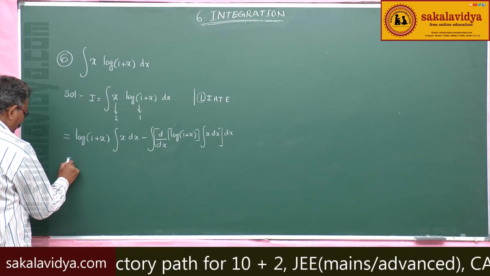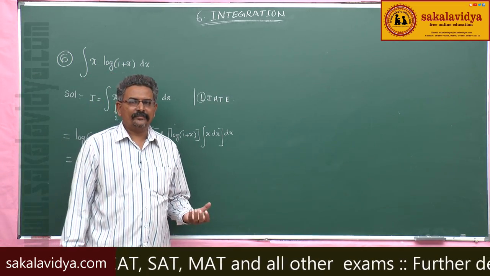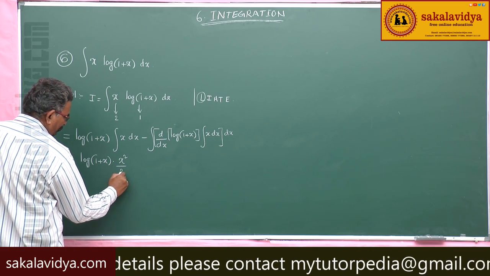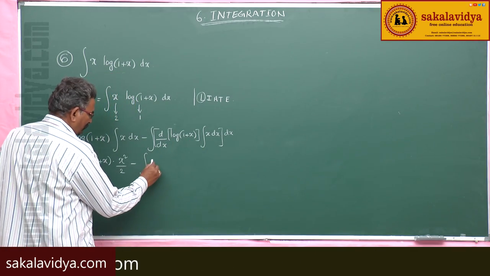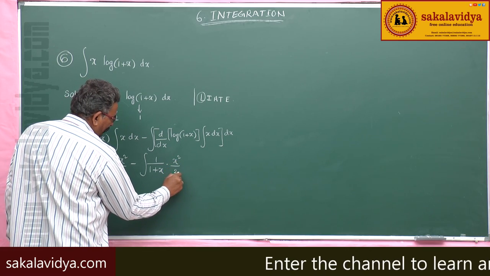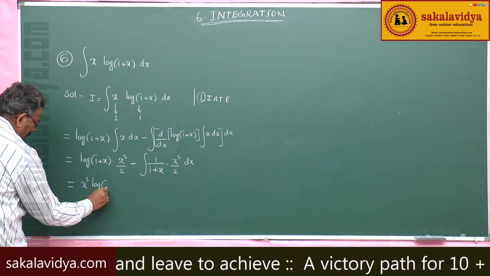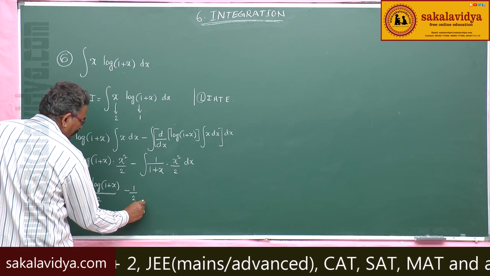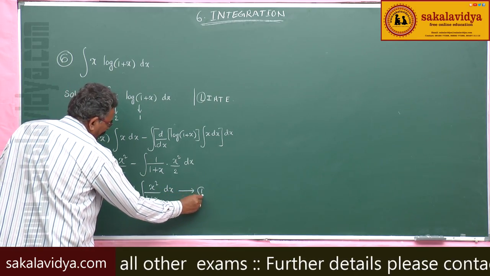Now, log of 1 plus x into what is the integral of x dx? The integral of x dx is x square by 2. So, this is x square by 2 minus, what is the derivative of log of 1 plus x? The derivative of log of 1 plus x is 1 by 1 plus x. Now, the integral of x dx is x square by 2, and dx. Now, this can be written as x square log of 1 plus x by 2 and minus 1 by 2 taken out, and integral x square by 1 plus x dx. Let us say equation 1.